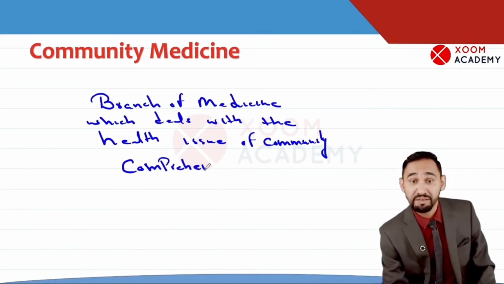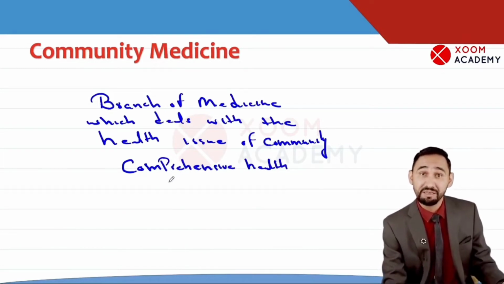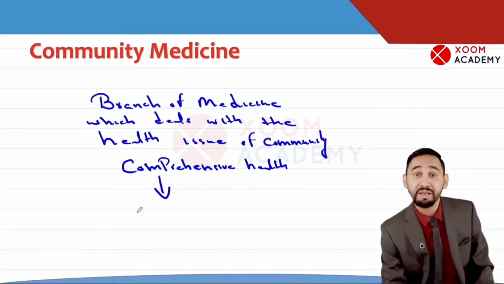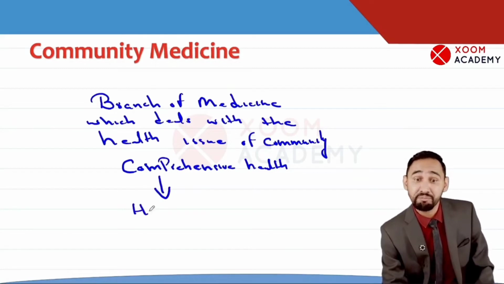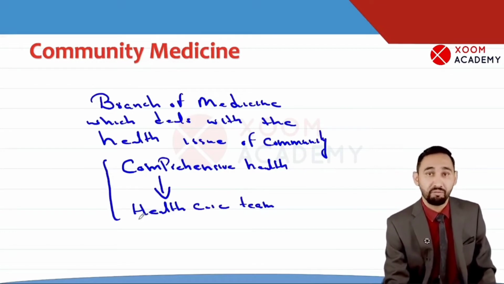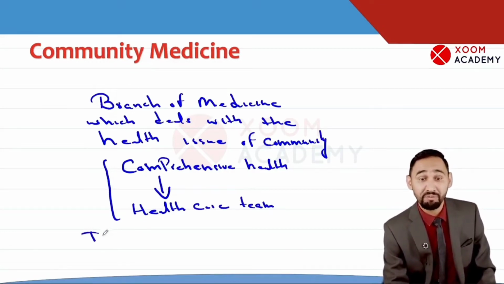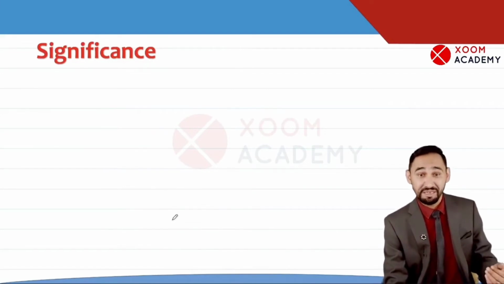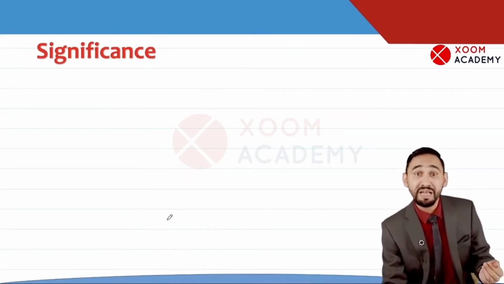What is meant by comprehensive health system? System which covers all the aspects, not only medical, it covers psychological and social aspects as well. This comprehensive healthcare is provided by a healthcare team. We have to develop a health team, or we have to train a health team which will provide comprehensive healthcare to community. Why? To improve health of community, to improve health status of community. So, community medicine is significant. It has a role to play to improve the health of community.